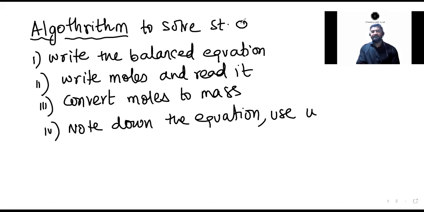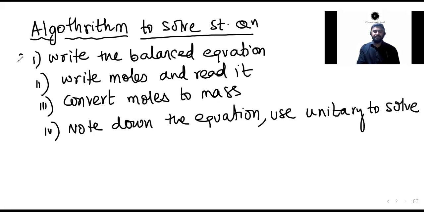So, algorithm to solve stoichiometric numericals or questions. Step 1, write the balanced equation. Step 2, write moles and read it. I'll tell you what that is. Third, convert moles to mass, and then note down the question and use the unitary method to solve. Finish. So these are the 4 steps I'll be following, and I'm going to give an example of this. So let's get started.